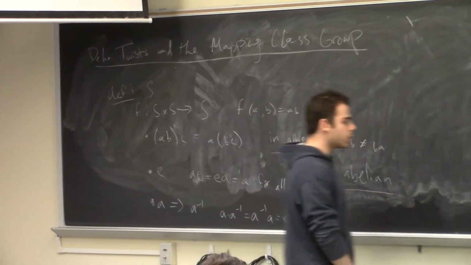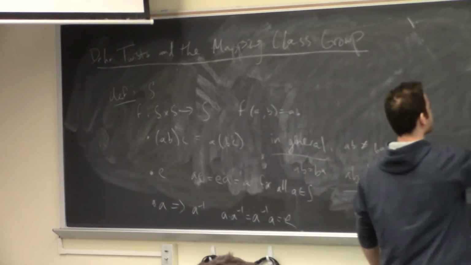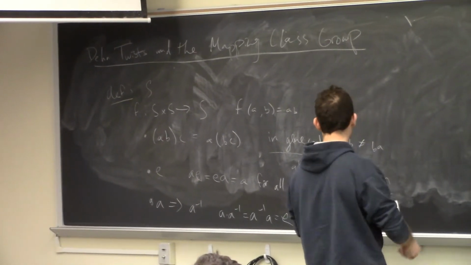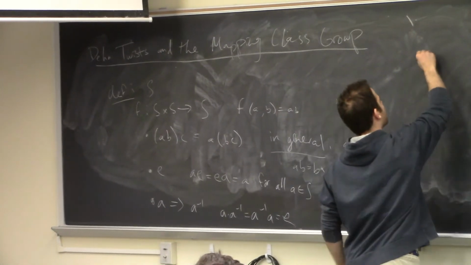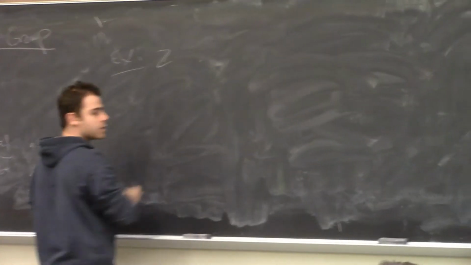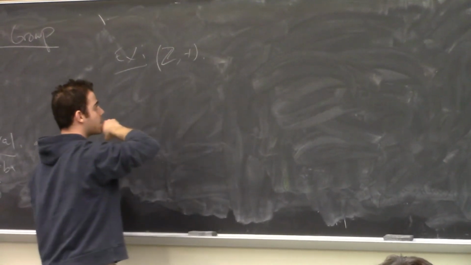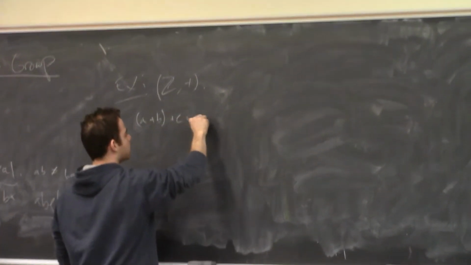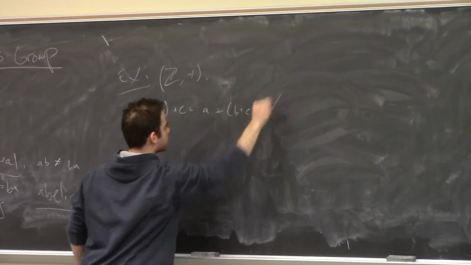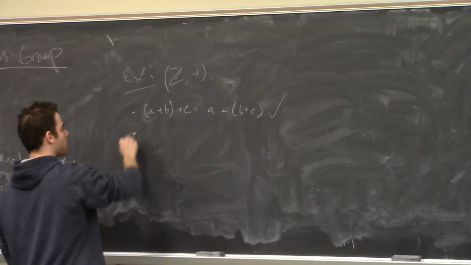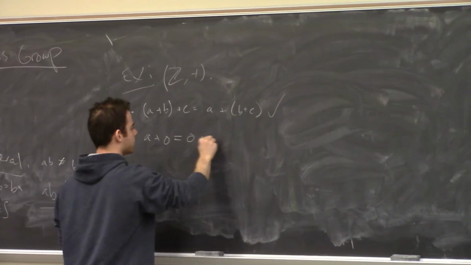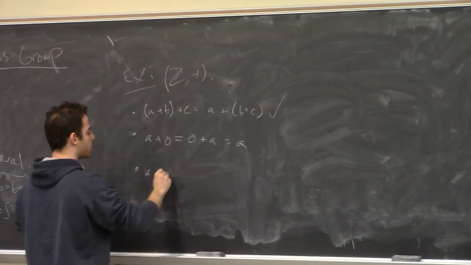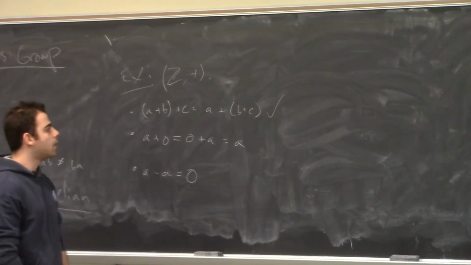So this notion of a group is a little bit abstract, but it really does capture a lot of structures that we're already familiar with. One example is if I take the set of integers and take my operation to be addition, then of course we know that (a plus b) plus c is the same as a plus (b plus c). So this is okay. We know that the identity is 0 because a plus 0 equals 0 plus a, which is just a. And we know that the inverse is just negative a, so a minus a is just 0.